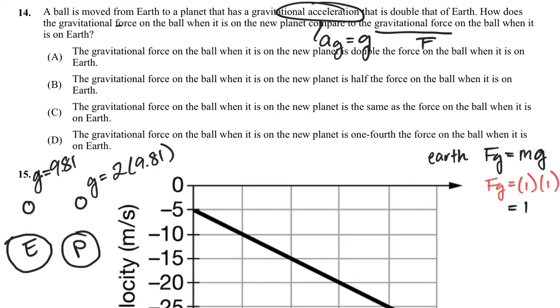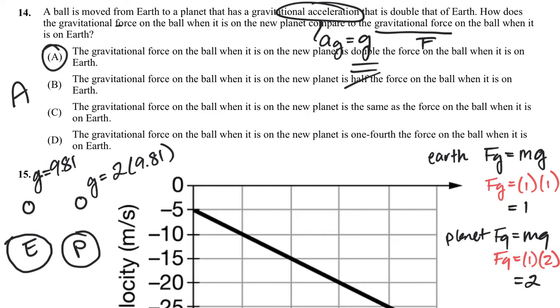Then for my planet, I'm going to do the same thing. F of g equals mg. However, this force of gravity deals with mass that is still 1, so no change in mass, and gravity that has doubled, so 2. So then force of gravity will double. If acceleration doubles, then force of gravity doubles. So therefore, my answer is A. We see doubles, half, same, 1/4, no. Okay, let's go on to the next question.